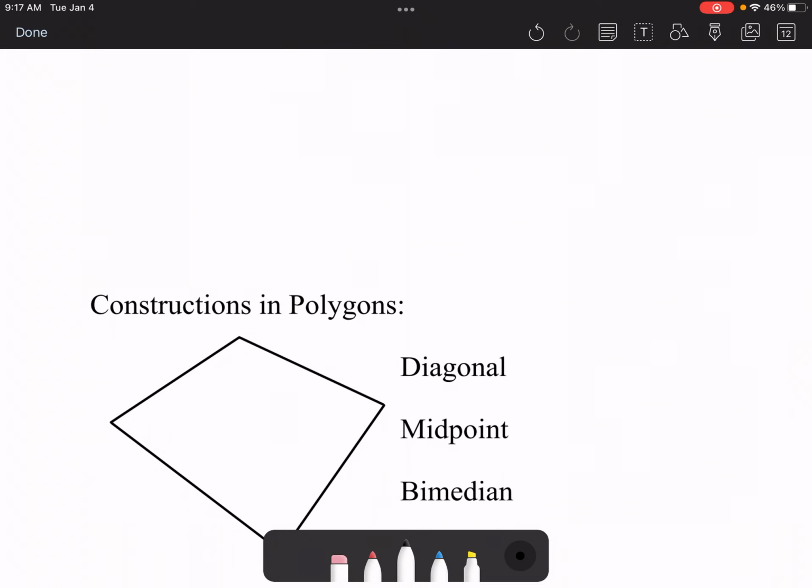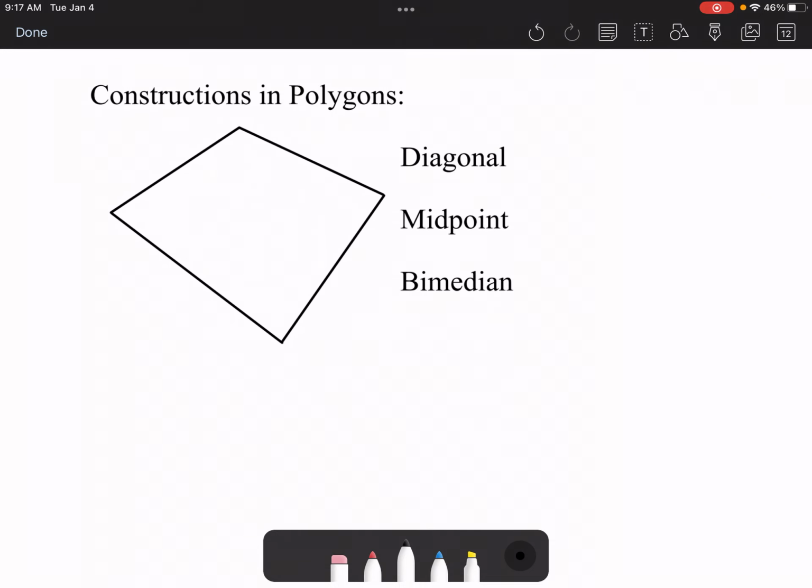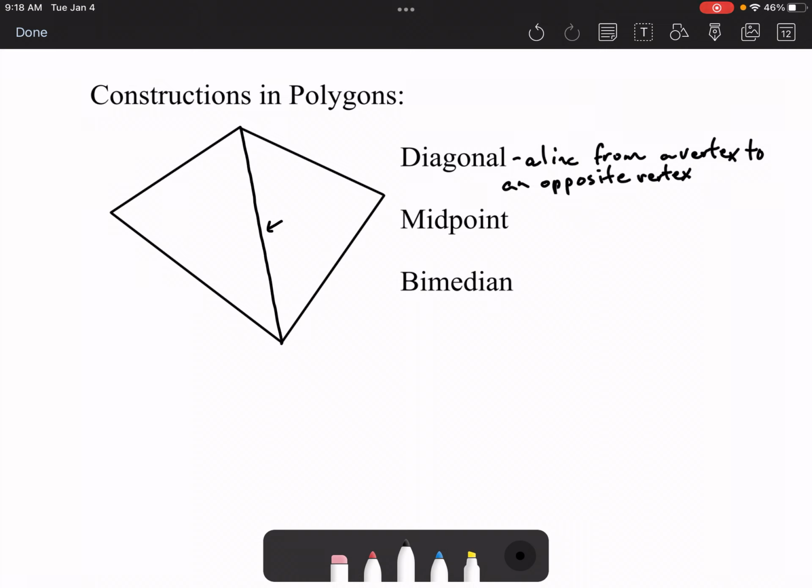Okay, so let's take a look at some other constructions. A diagonal is a line that goes from a vertex to an opposite vertex. So I'll never actually go from one vertex to another side. So for instance, this line that I've drawn right here is called a diagonal.